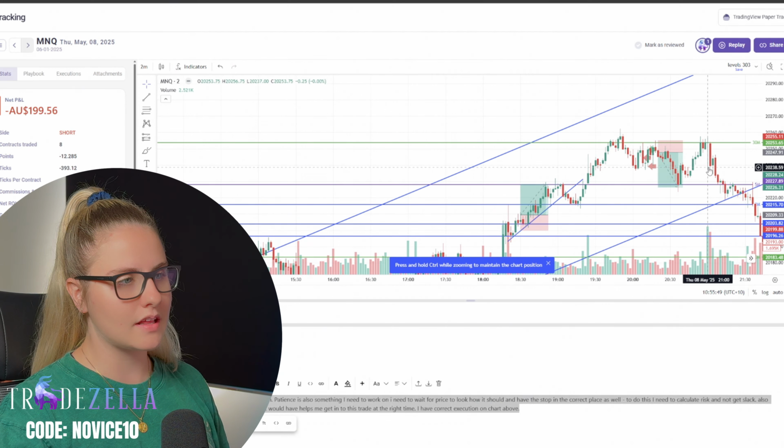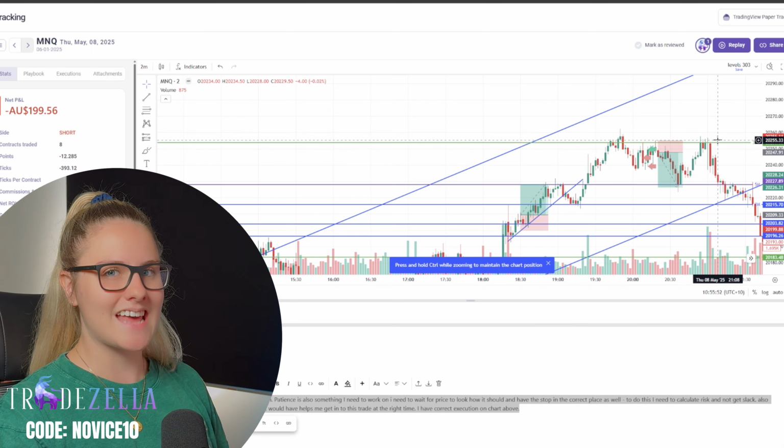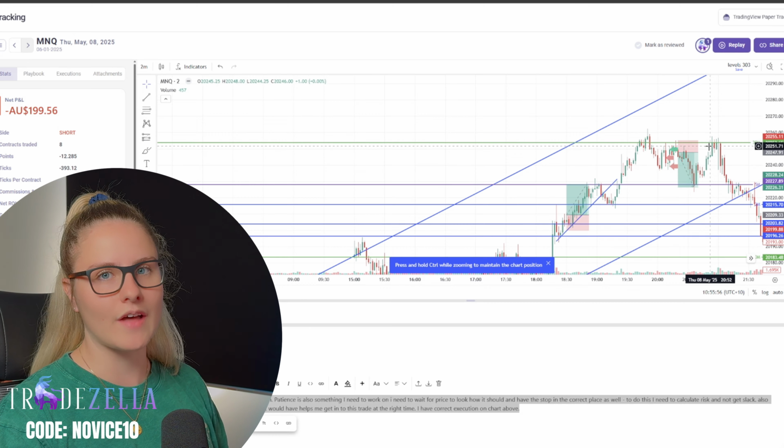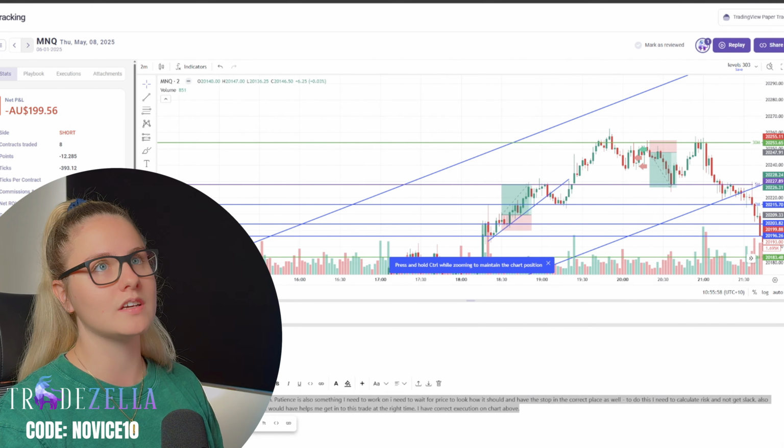Before we get into the first trade, I just want to mention I do use TradeZella to journal all my trades. Something that's been really helpful recently that I've worked out is I draw up all my levels for my trading session, and I can save it as a layout. So then every trade that I've done in that session, I just automatically load that layout and it's already there for me. That's what you can see here.